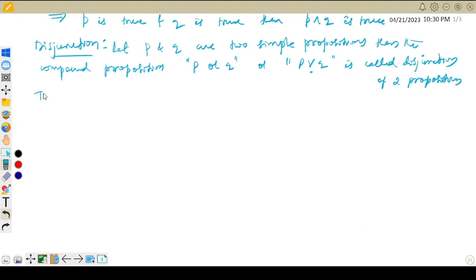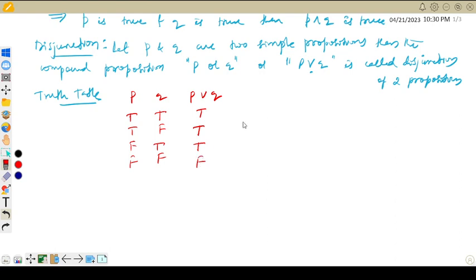So now let us write a truth table, students. Let us take P, Q and P or Q. The values are true, true, false, false, true, false, true, false. So this is true, true, true, and the last one is false.